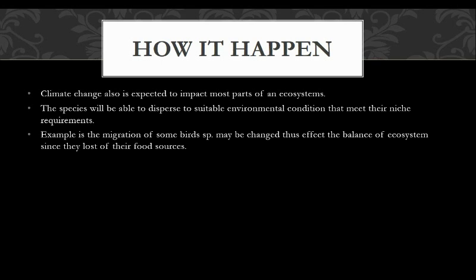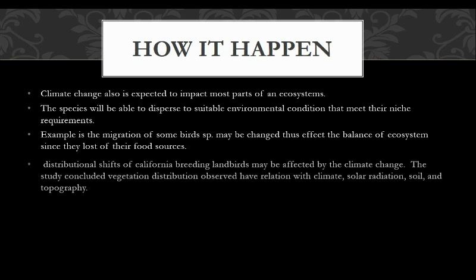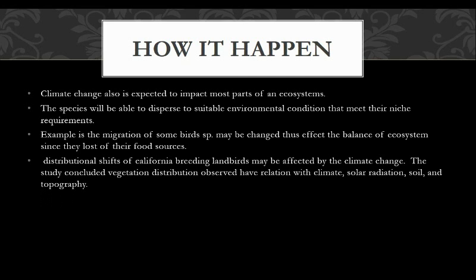Another example is that the migration of some bird species may be changed, thus affecting the balance of the ecosystem, since they lose their food resources, which could also lead to extinction and dying of diseases. Then, take the example of breeding land birds in California, where the distributional shift may be affected by climate change. The study also concluded that vegetation distribution has a relation with climate, solar radiation, soils, and topography.